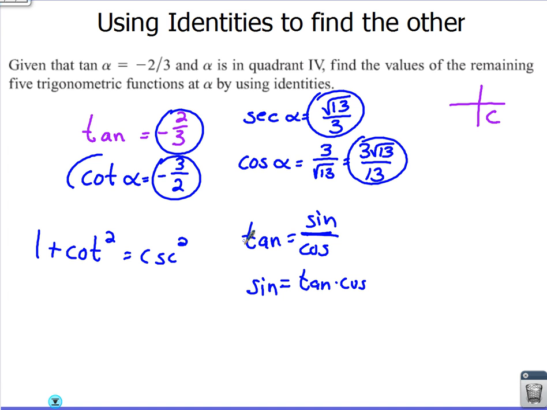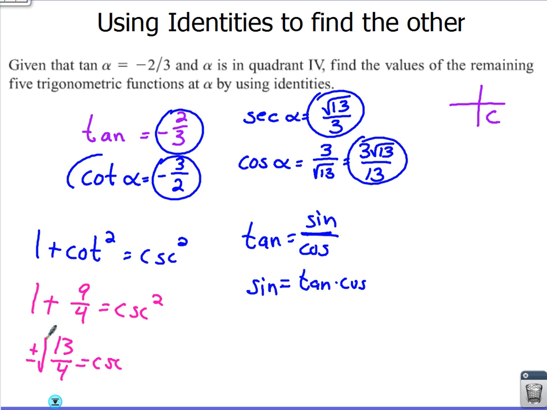That might have been the only two there. Let's use his method. I kind of like it. Let's use his method here. 1 plus cotangent squared, which would be 1 plus, the cotangent is negative 3 over 2, so cotangent squared would be positive 9 over 4 equals cosecant squared. 4 over 4 plus 9 over 4 is 13 over 4 equals cosecant squared.